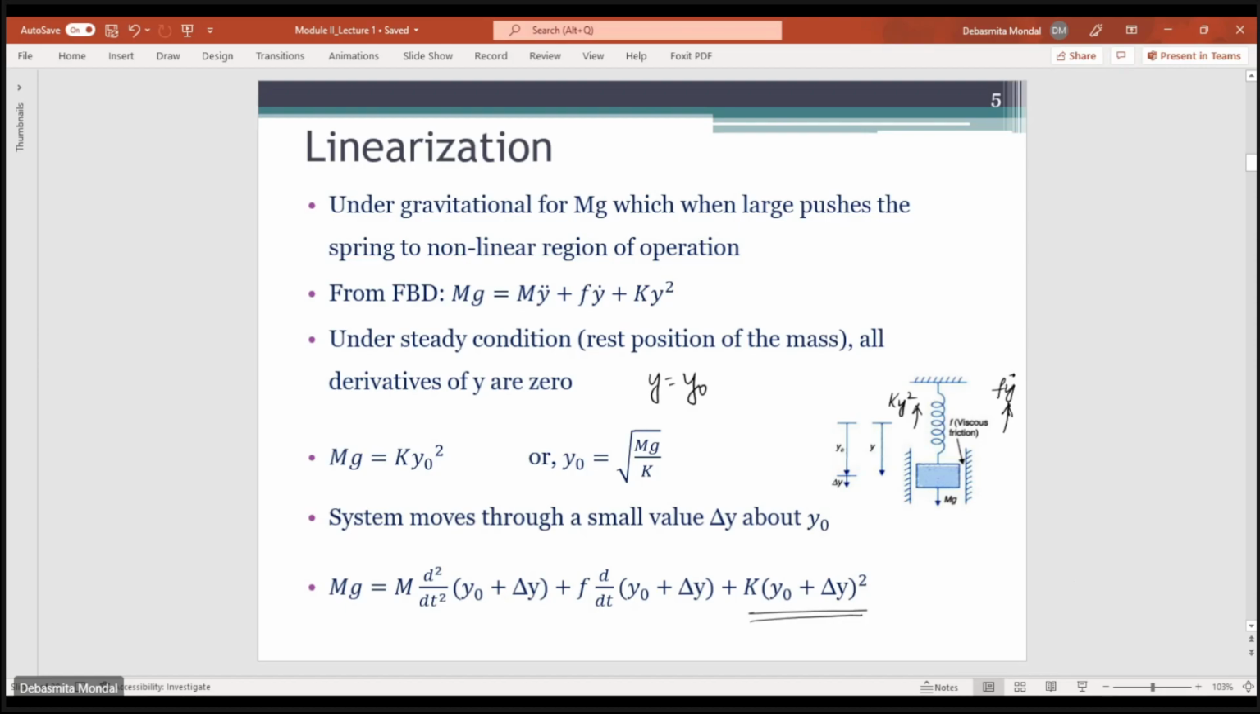In the next step, let's assume the system moves by a very small value, known as delta y. So now the value of y is changing.